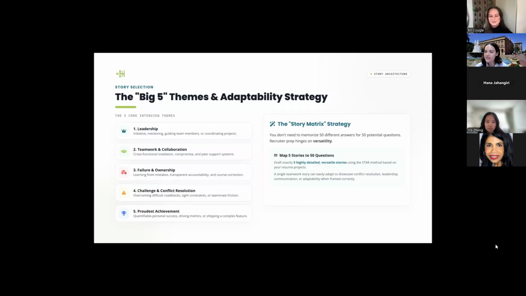And then we do have a question. As new grads looking for entry-level roles, is it expected that many of our potential examples are from coursework?